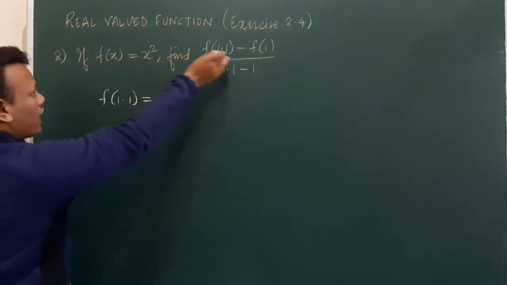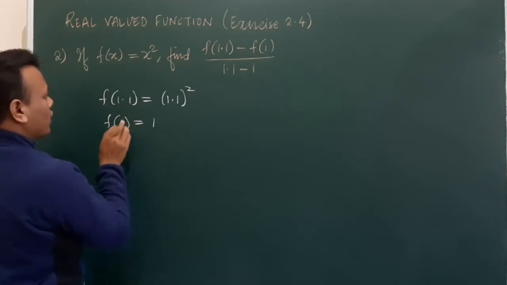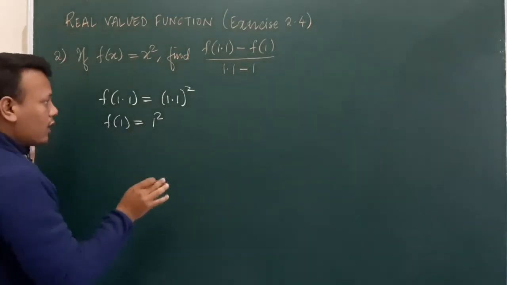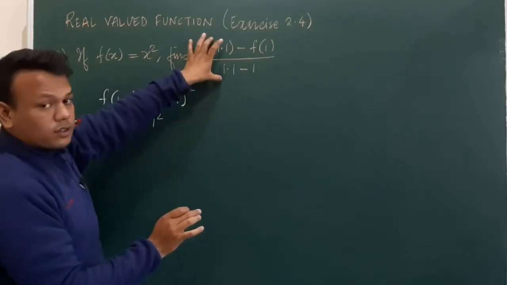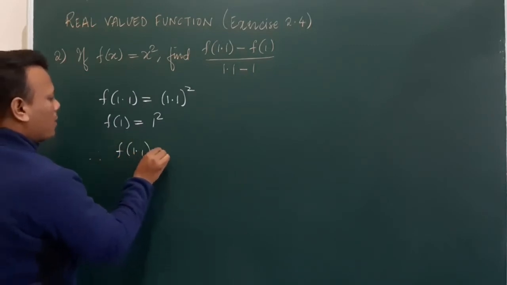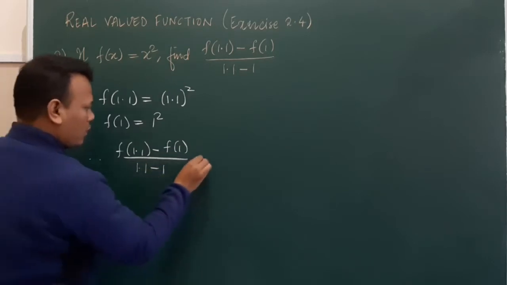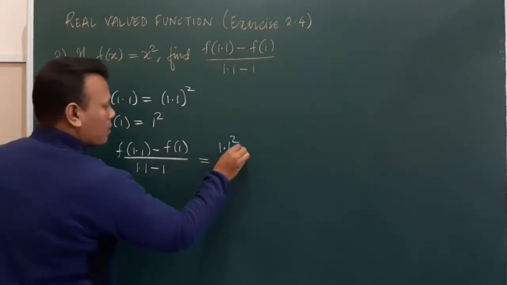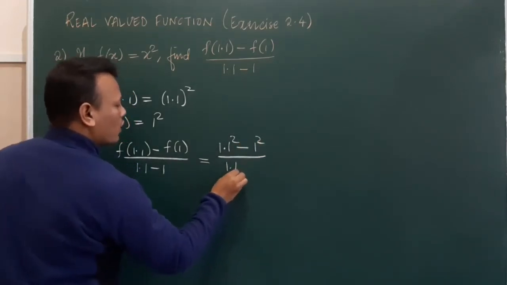Now next we have f of 1. So f of 1 can be written as, instead of x it is 1, so instead of this x I need to write 1 square. Let's not evaluate this. Let's directly put these two in this particular expression. Therefore we have f of 1.1 minus f of 1 by 1.1 minus 1. So how much is this? This is 1.1 square minus, what is f of 1? f of 1 is 1 square. We have 1.1 minus 1.